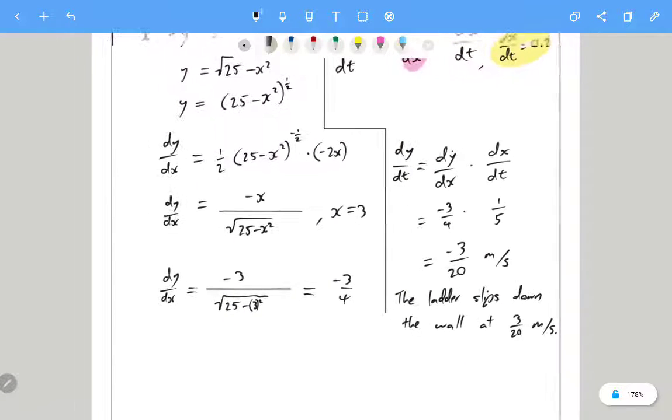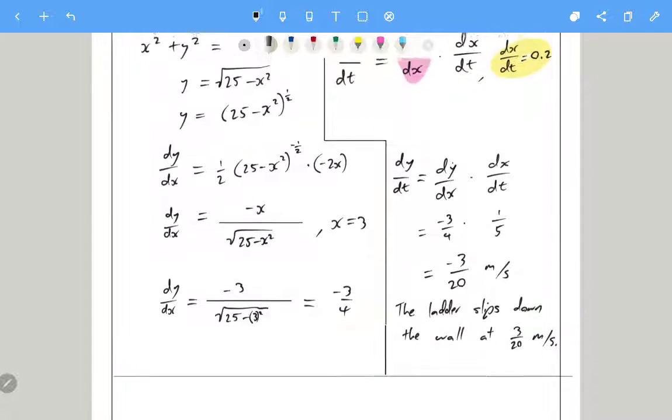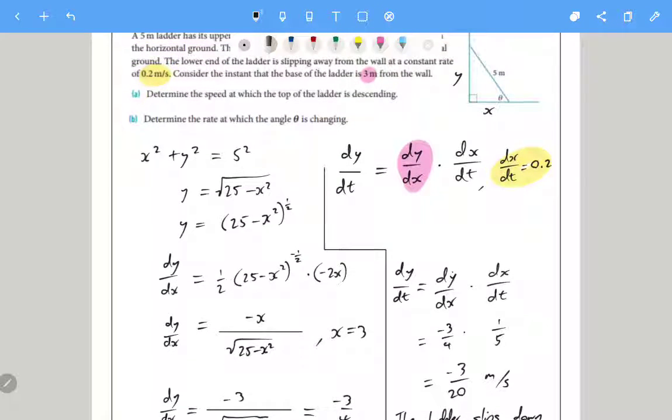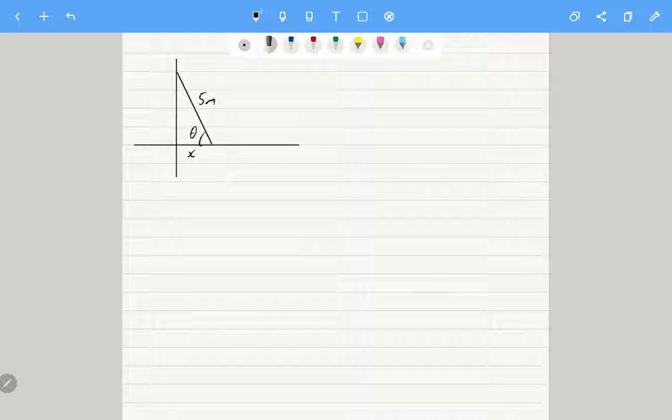So it's going down at that speed. Alrighty. So the second part asks us to do a similar thing, but to do with the rate at which the angle theta is changing. So let's have a look at that. For part B, we're interested in the rate at which the angle changes with respect to time.